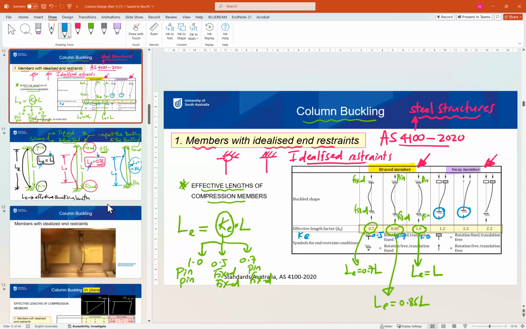We have fixed at the bottom and rotation fixed and translation free at the top. Here we have the factor Ke equal to 1.2, so this is 1.2 L. The second one, if it is fixed at the bottom and free at the top, we have 2.2. If it is hinge or pin at the bottom and rotation fixed, translation free at the top, this is 2.2.